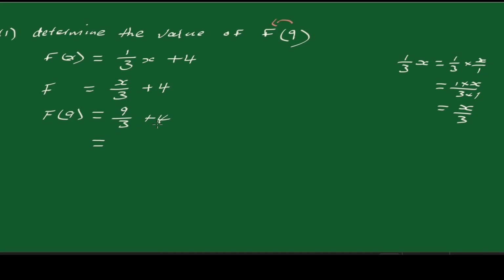So 9/3 plus 4, we can simplify this. 9 divided by 3 gives me 3. So 3 plus 4 equals 7, and that's the answer here. So it's a basic, simple question to start off with.